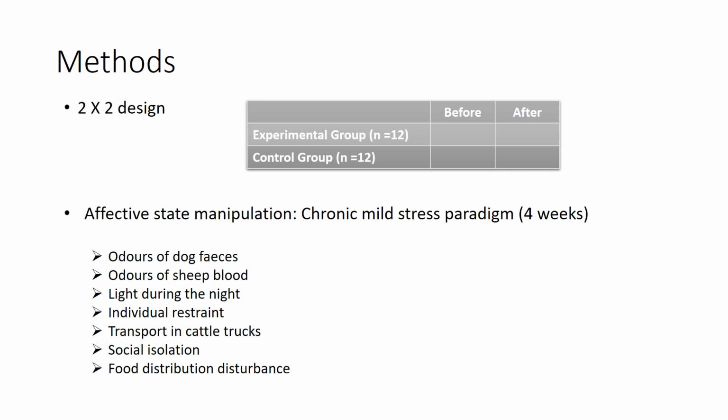To manipulate the affective states of the animals, we chose a chronic mild stress paradigm that has been developed for sheep. This paradigm has previously been shown to induce a negative affective state associated with high arousal in sheep. It consisted in exposing sheep during 4 weeks to a variety of events routinely encountered by sheep in commercial farm settings, such as odors of dog feces, odors of sheep blood, light during the night, individual restraint, transport in cattle trucks, social isolation, and food distribution disturbance.